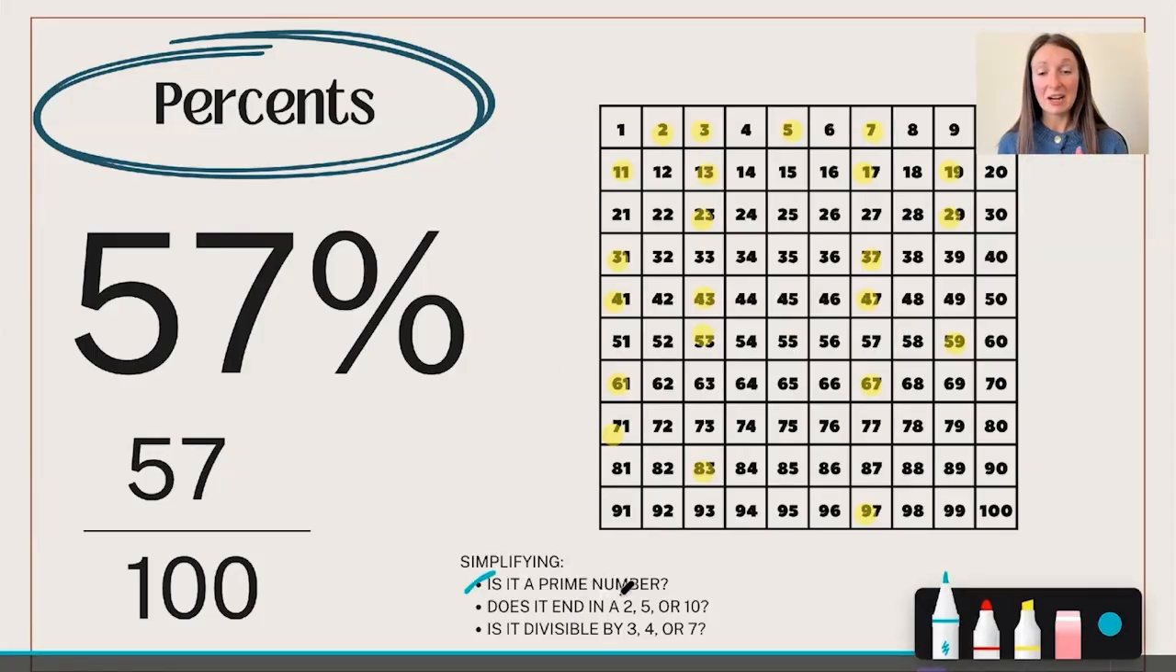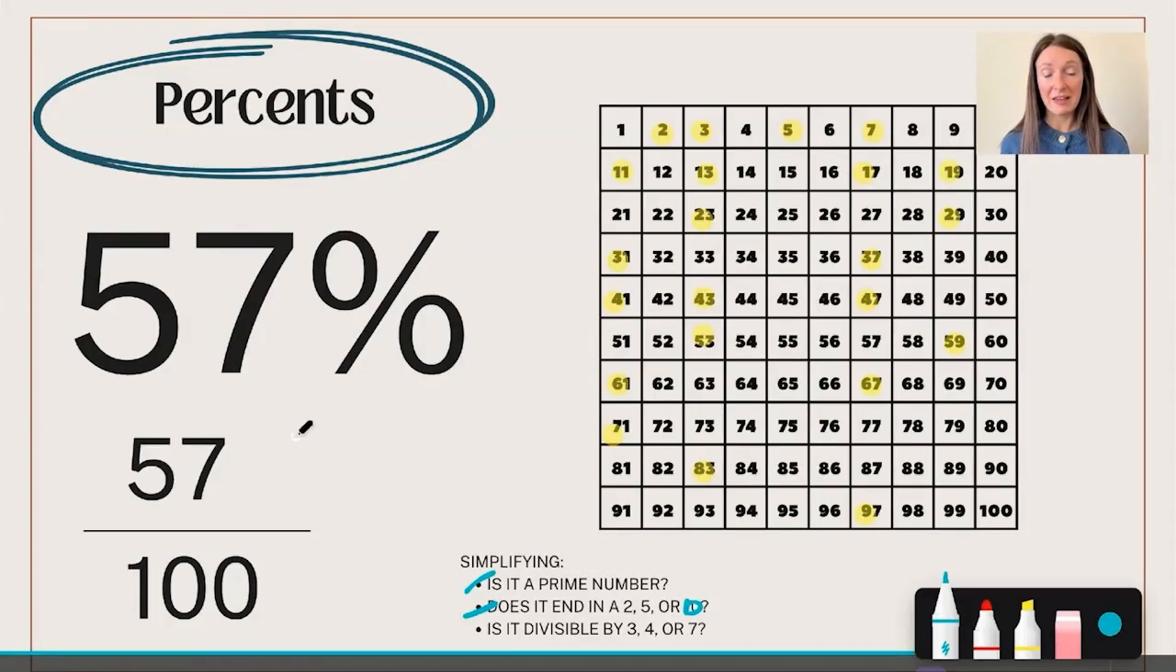Does it end in a 2? No. Does it end in a 5? No. Does it end in a 0? It should say a 0. It's not going to end in a 10. It's going to end in a 0. And the answer is no. So we go down to the next question. Is it divisible by 3?